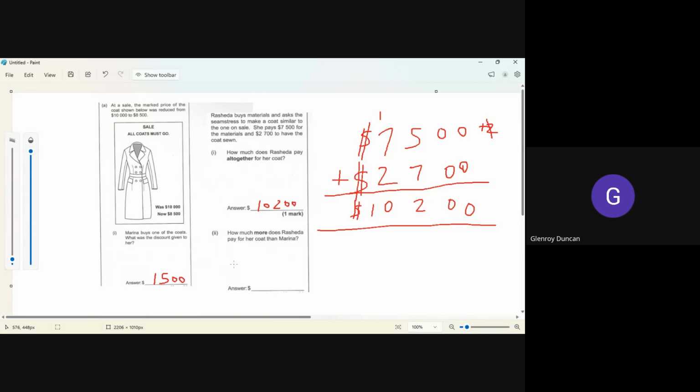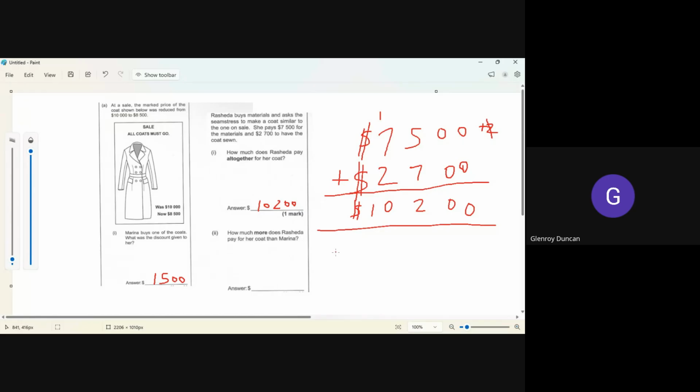So you can continue, Ariana. I got $1,700 for that one. How much more does Rashida pay for her quilt than Marina? Tell the class where you got that. I subtracted the price, which was now 8,500, from 10,200. Okay. All right.